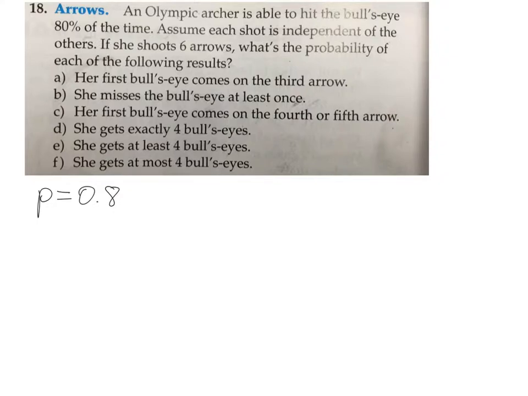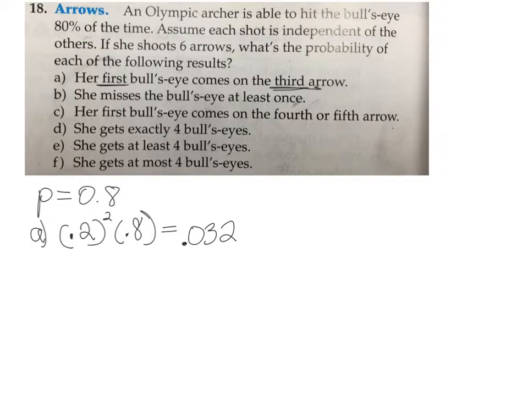Her first bullseye comes on the 3rd arrow. So we have the first success on this trial, so that is your geometric situation. So A is 0.2 to the 2nd power, since she has 2 failures, and then she has her first success on the 3rd, times 0.8. And that is 0.032.